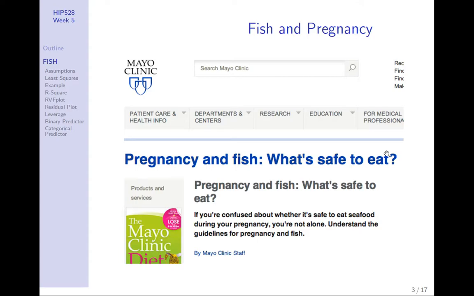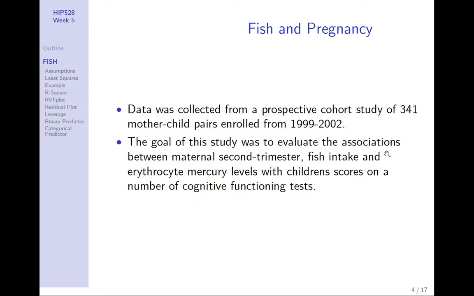So we'll begin here. We'll continue using the fish data set, and last time we discussed that there may be some sort of connection between pregnancy and fish intake, and so we have data for 341 mother-child pairs. And again, the goal was to study the association between fish intake, mercury levels, and children's scores on cognitive functioning tests.